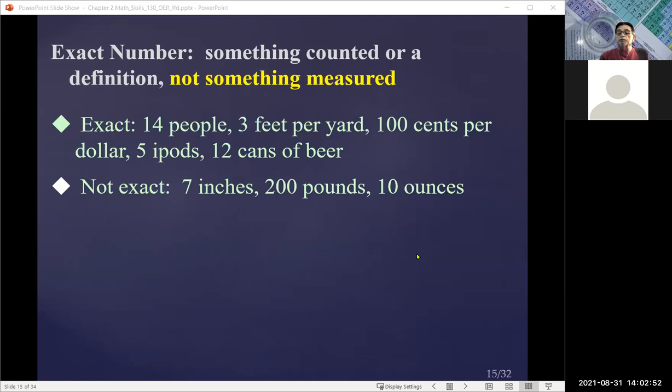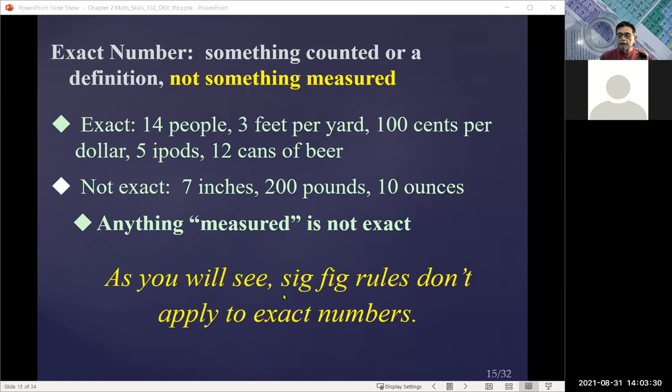Anything that is measured, say you measure 7 inches, 200 pounds, 10 ounces, maybe liquid ounces, all those were measured using a tool. Those are not exact and therefore would play a factor in determining the number of significant digits in your answer. So be able to distinguish the two. One way to remember is this: anything you measure is not exact and therefore would be a factor.